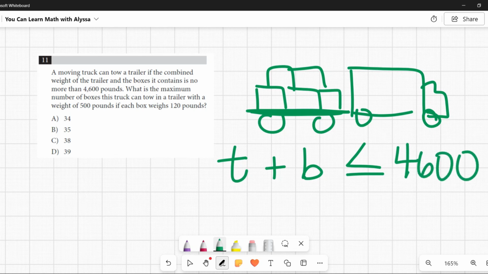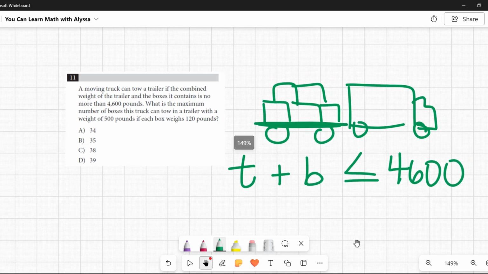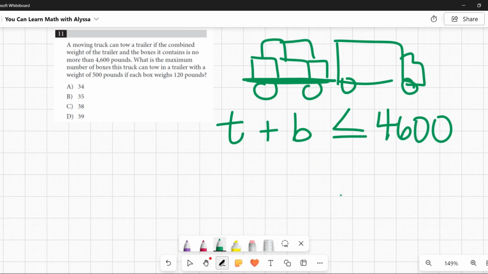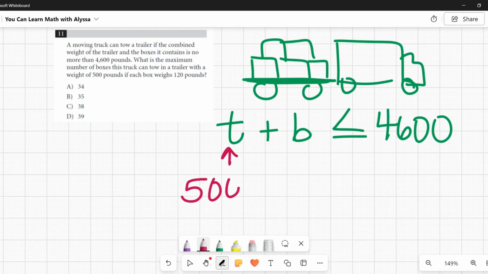Okay, so there's my equation representation of what this moving truck can haul. So they're asking, what is the maximum number of boxes this truck can tow in a trailer with a weight of 500 pounds if each box weighs 120 pounds? All right, I've already got this equation. I can just modify a little bit, and I will have a good setup to solve. So for my second variation on this, I'm going to write it below instead of modifying my original. We're told the trailer weighs 500 pounds, so I'm going to replace that T for the trailer with 500.